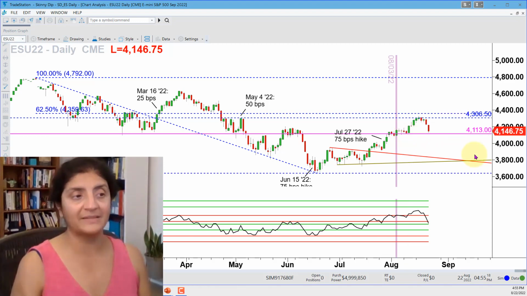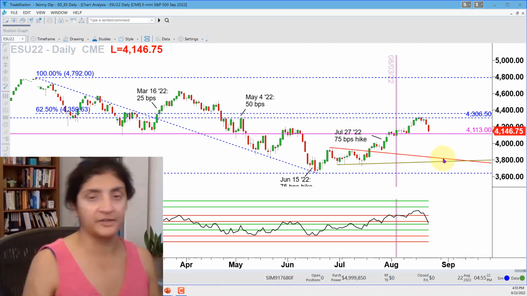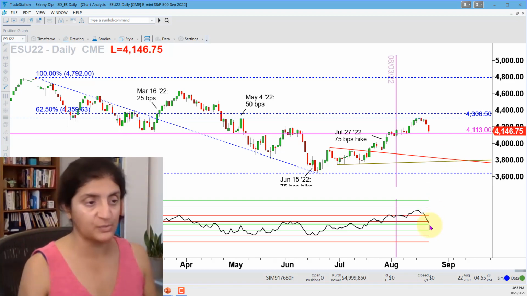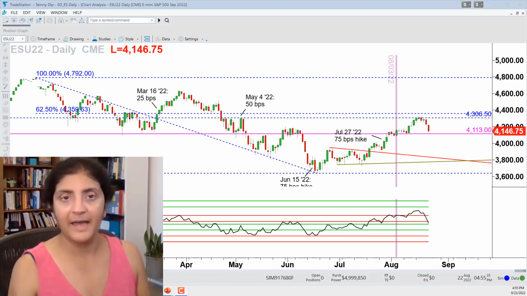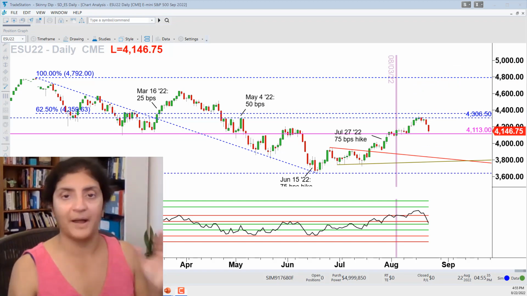Now, just because we break that level doesn't mean we're going to drop like a knife back to this consolidation area, this 3,800. There could be a little bit of bumps and waves along the way because notice we are also returning back to the bull support power zone on the daily chart of ES. And I want to show you what I think could happen. I don't have a crystal ball, okay? But here's sort of where my mindset is.